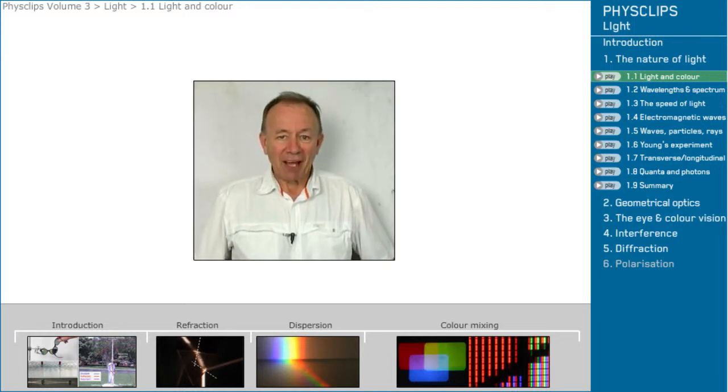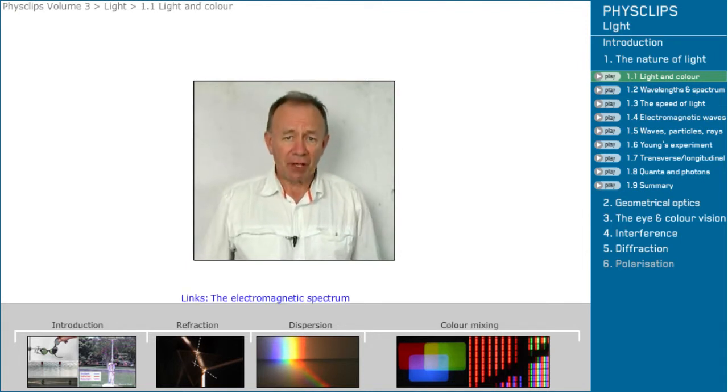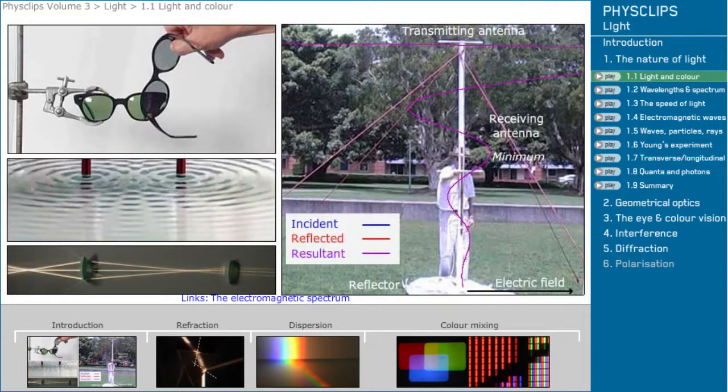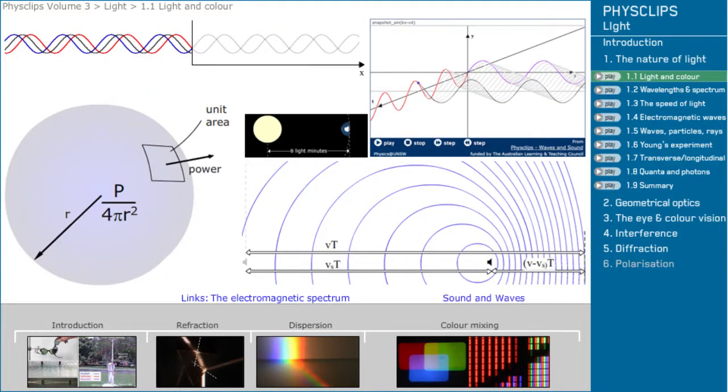In this first chapter about light, we'll talk about the nature of light, the nature of waves, rays, photons, and the electromagnetic spectrum. We'll briefly preview some ideas that will come back in later chapters, and we'll review some ideas that we saw in the volume on waves and sound.